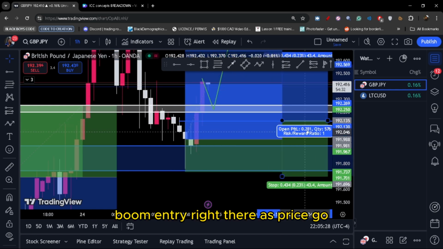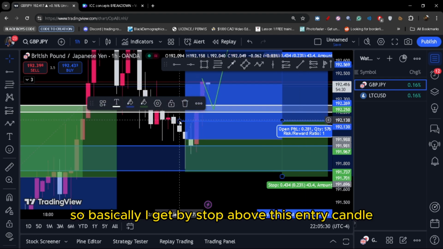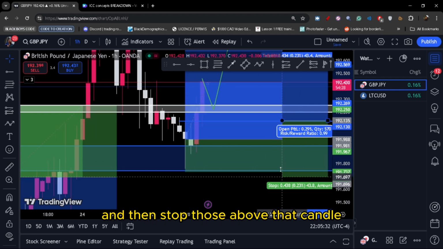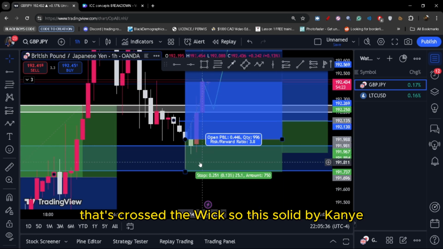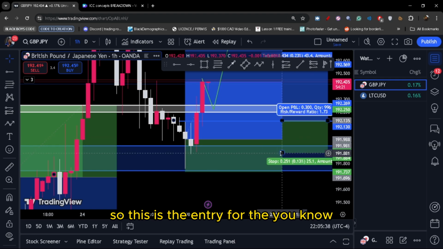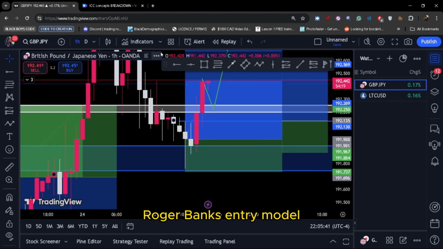Boom, entry right there as price goes. So basically a buy stop above this entry candle, and then stop loss above that candle that crossed the wick. So this solid buy candle here. So this is the entry for the Rajabanks entry model.